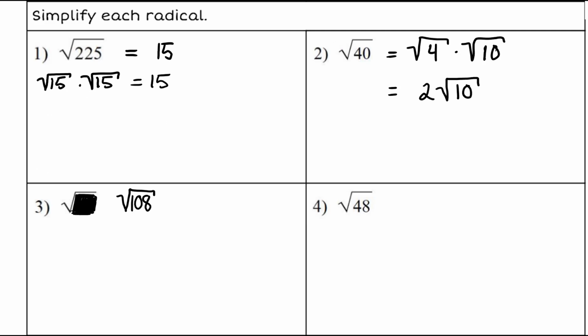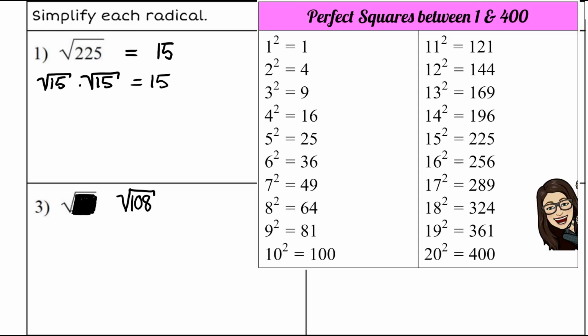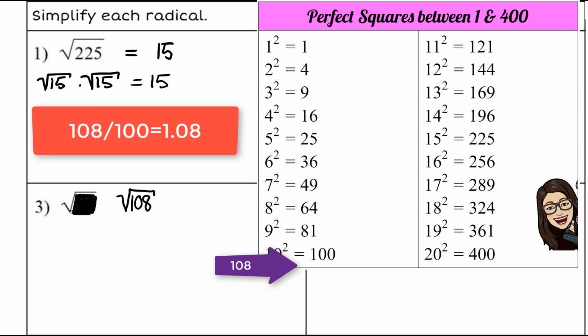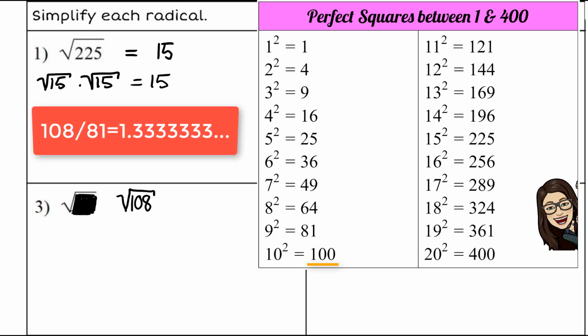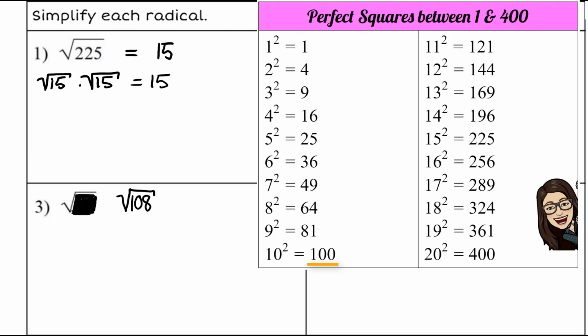Square root 108. Let's look on our list of perfect squares. Where does 108 lie? Okay, it's right next to 100. Does 100 go into 108? Not evenly, no. Try the next one, 81. 108 divided by 81? Nope. 81 is not a factor of 108.